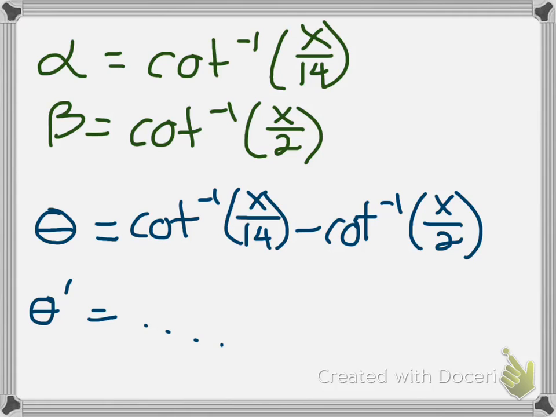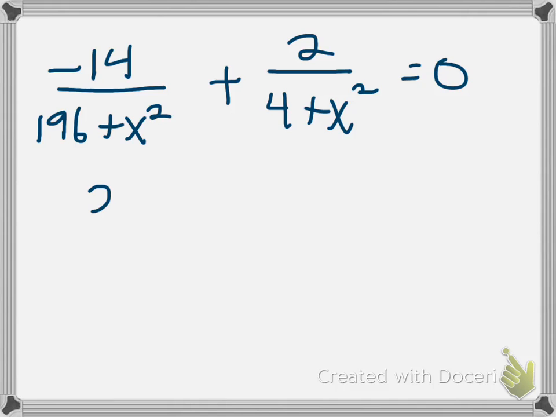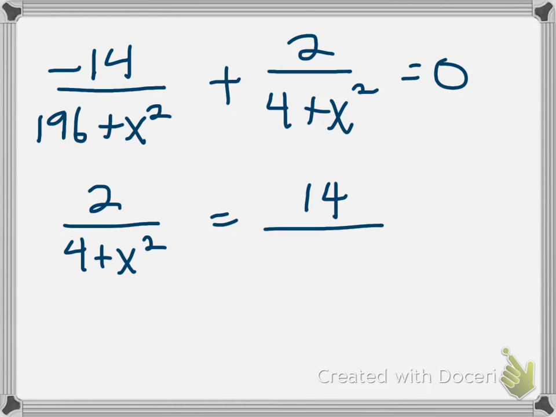Let's see. So once you found the derivative and set it equal to 0, you should have ended up with negative 14 over 196 plus x squared, plus 2 over 4 plus x squared, equals 0. And then what I would have done is I would have added that negative fraction to the other side. So you would have ended up with positive 14 on the other side.